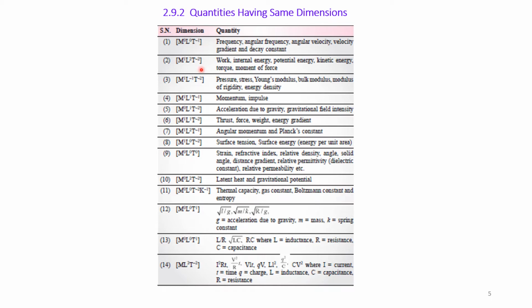So there are about 14 dimensions which are common to some of the physical quantities. These quantities are given in the third column. These have the same dimensions, and you just go through and remember.